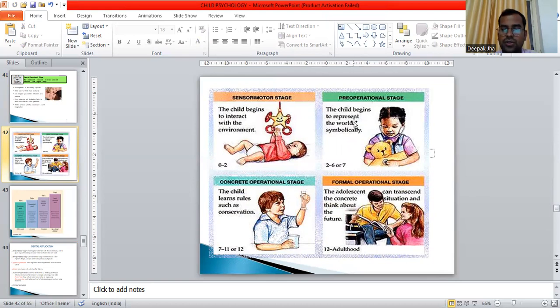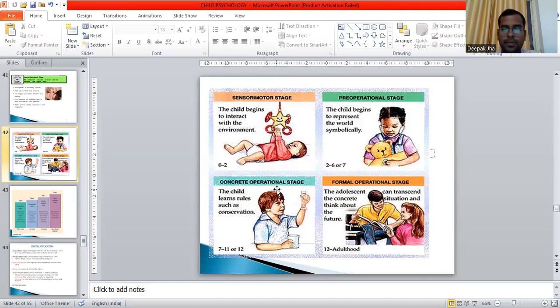The child begins to represent the world symbolically. This is the classical example, a child treating his teddy bear. For him, it is not just a toy, it is a symbolic representation of maybe an individual. So there is symbolic thinking or illogical thinking, 2 to 6 or 7 years.